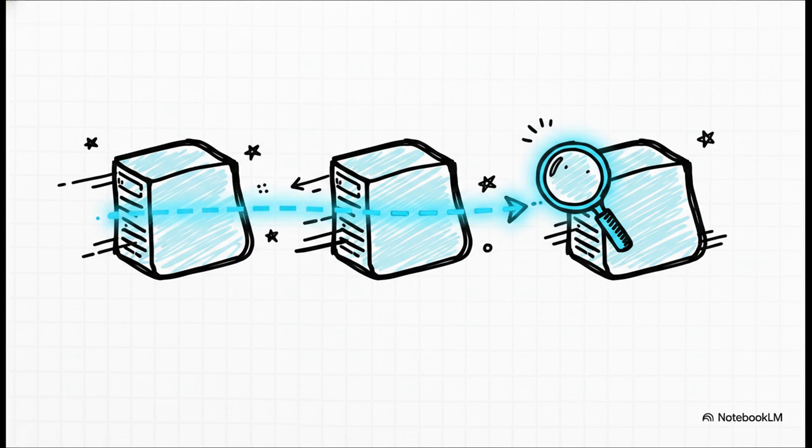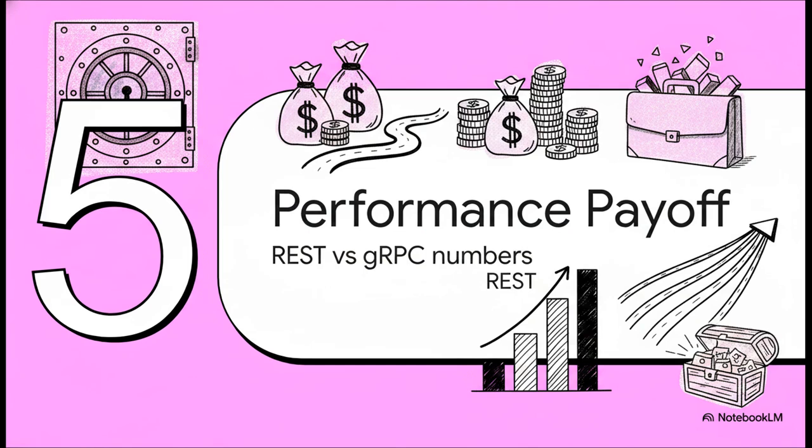But the real hero here is OpenTelemetry. It gives us consistent, distributed tracing across .NET, Node, and Python. If a request slows down somewhere, OpenTelemetry lets us trace that exact request across all 3 languages instantly. Which brings us to my favorite part, Section 5, the performance payoff.